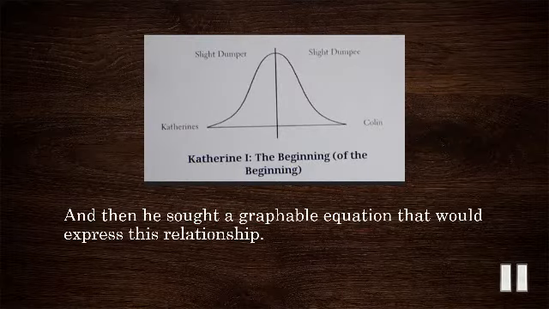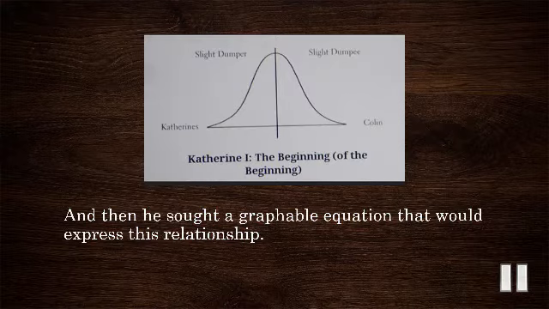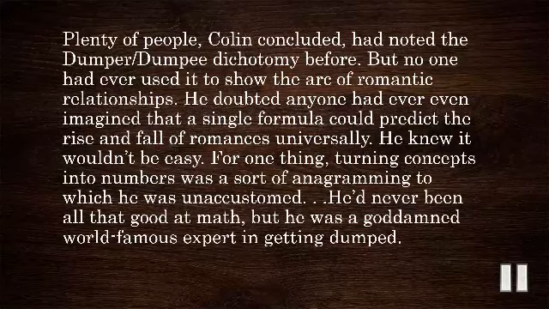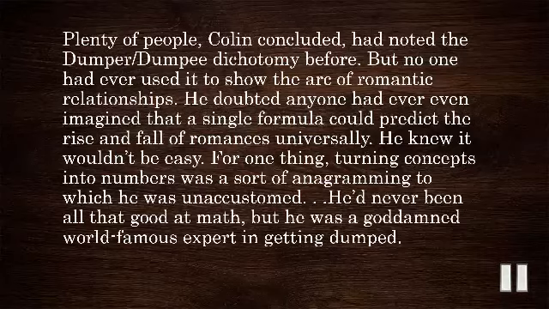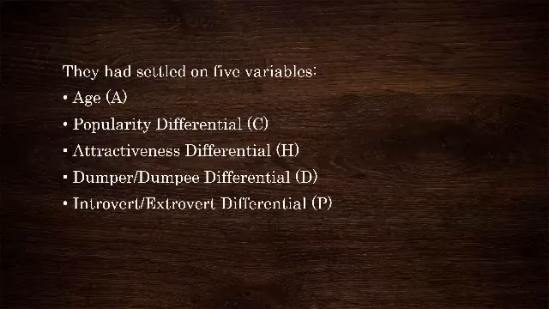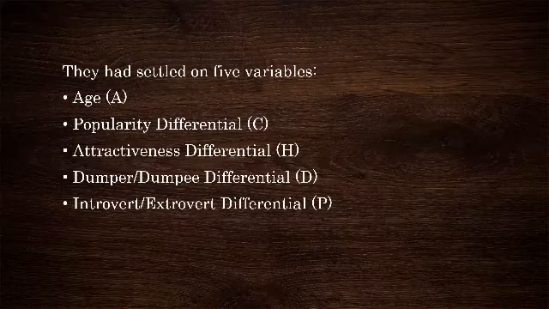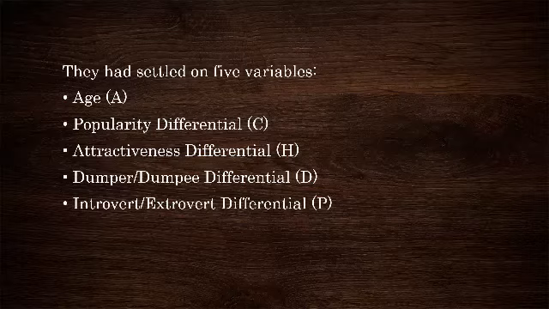He starts with a bell curve thinking about big time dumpers and less big time dumpers. And he tries to think about what that would look like in numbers. And he thinks to himself, well, what are the variables in relationships? Before Libby showed us what Colin comes up with, she asked us to generate what we thought variables were in a dumper-dumpy relationship. And once we came up with those, she showed what Colin comes up with in the book, which is age, popularity, attractiveness, dumper-dumpy, introvert, extrovert.